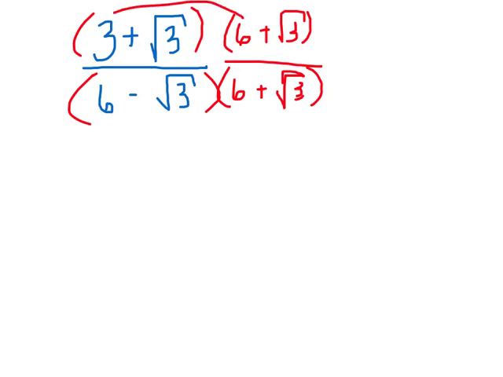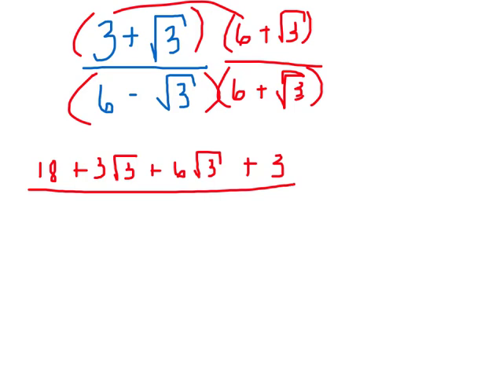So we've got 18 plus 3 square root of 3 plus 6 square root of 3 plus the square root of 3 times the square root of 3, which is just 3. All over 6 times 6 is 36 plus 6 square root of 3 minus 6 square root of 3 minus 3 squared square root, that's 3.